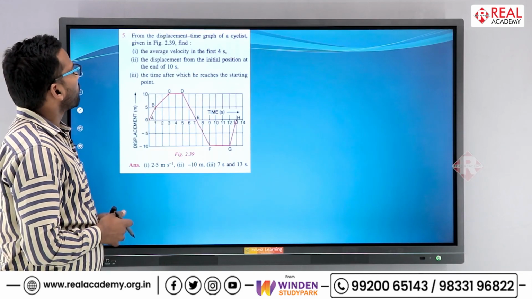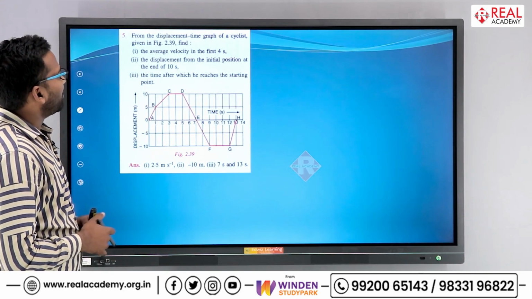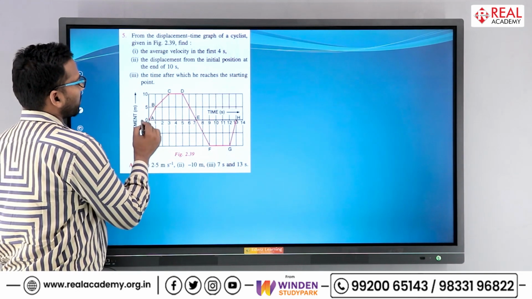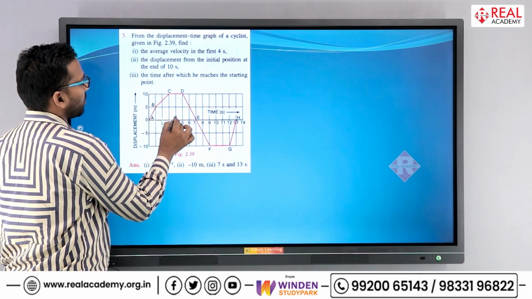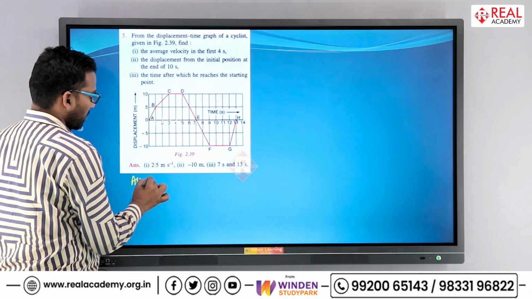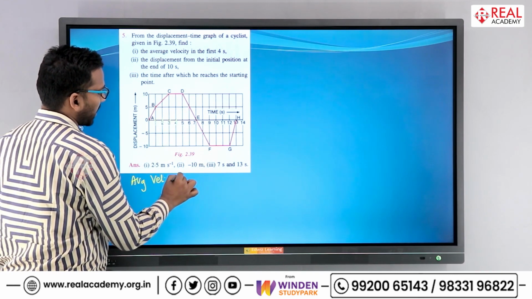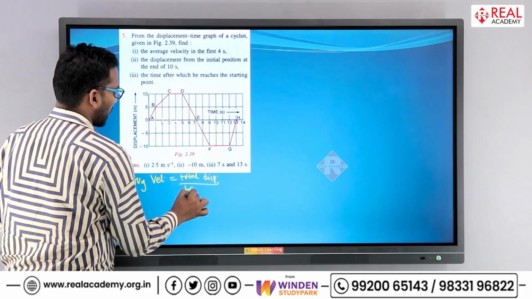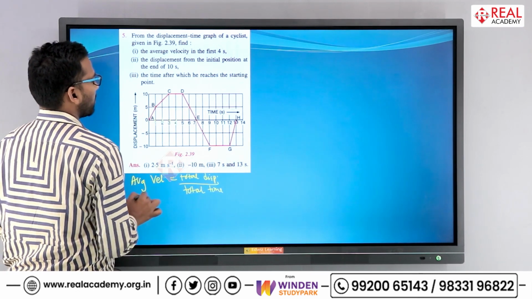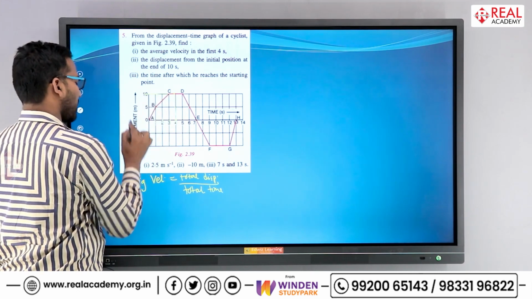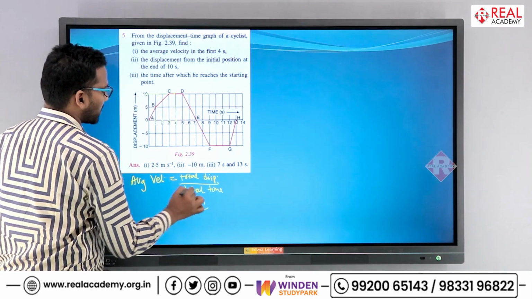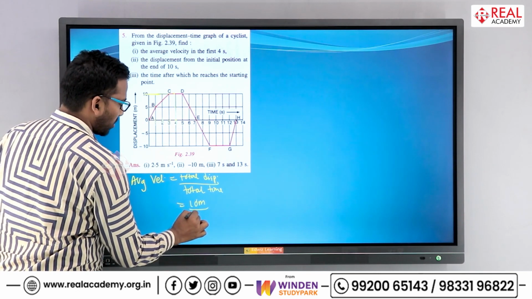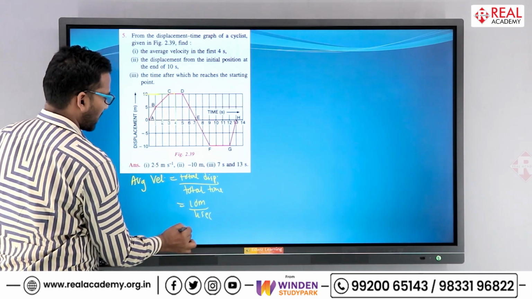Okay, next question. Question number 5. From the displacement time graph of a cyclist given, the average velocity in first 4 seconds. 1, 2, 3, 4. So we know the formula for average velocity: total displacement upon total time. For the first 4 seconds, what is the total displacement? 10 meter. From the graph it is clearly seen that for the first 4 seconds the displacement is 10 meter and total time is 4 seconds. Right?